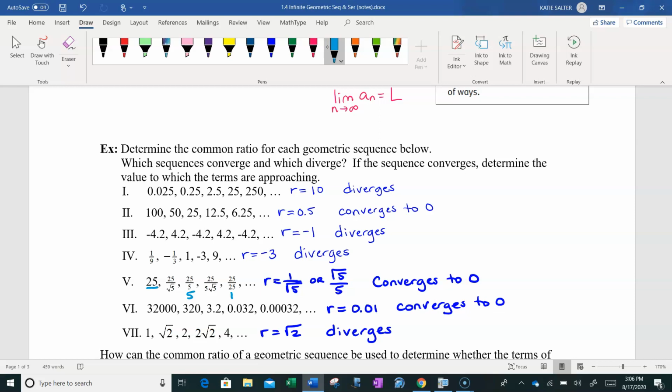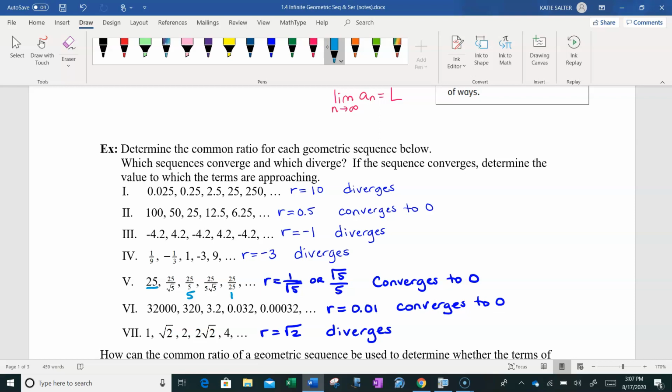So we would say that this does converge to 0. The next one, the common ratio is 0.01, or 1/100th, and it also is getting smaller and smaller and converging to 0. And the last one, the r value, is the square root of 2. So as we continue to multiply by the square root of 2 over and over again, these terms are going to get bigger and bigger, and they are diverging.